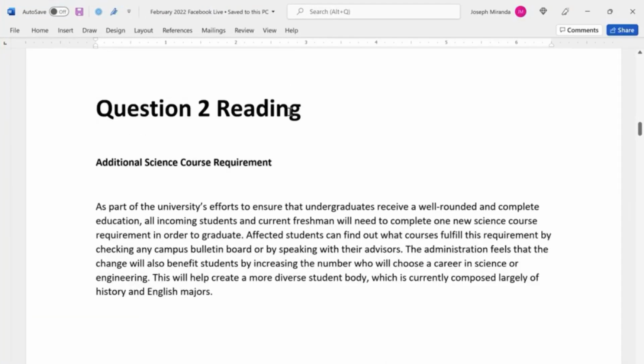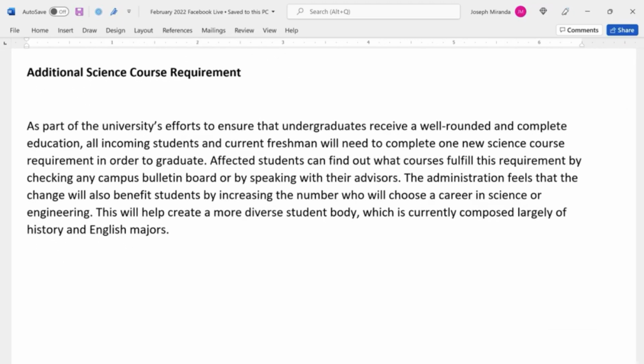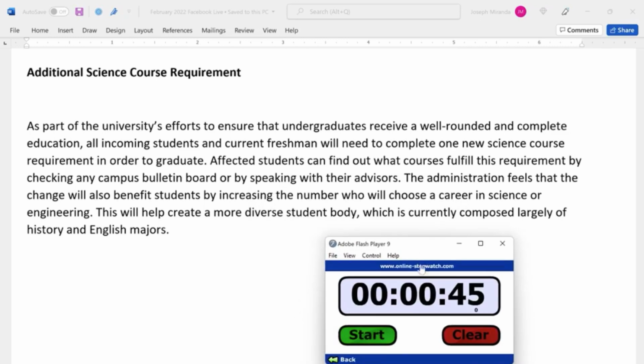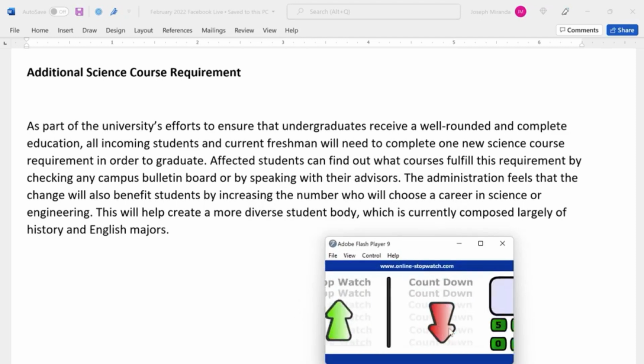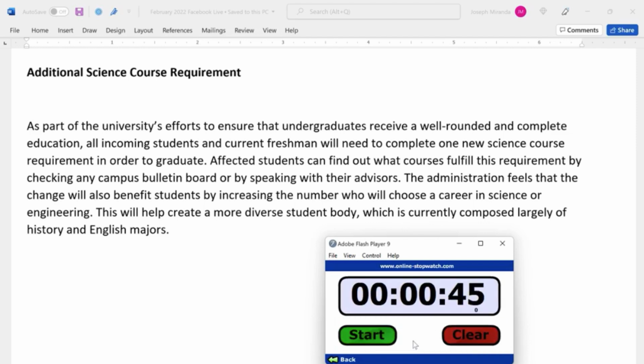So now, question number 2. Here's your reading. 45 seconds to take notes on this reading in your scratch paper. What change is the university announcing? And the reasons for it. 45 seconds starting now.